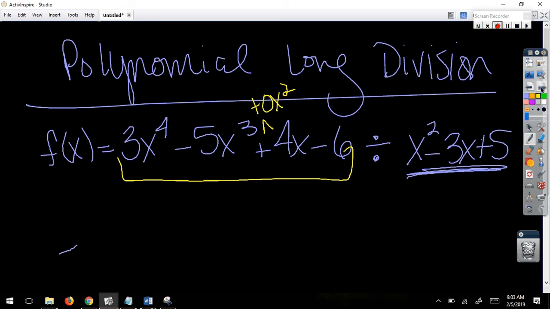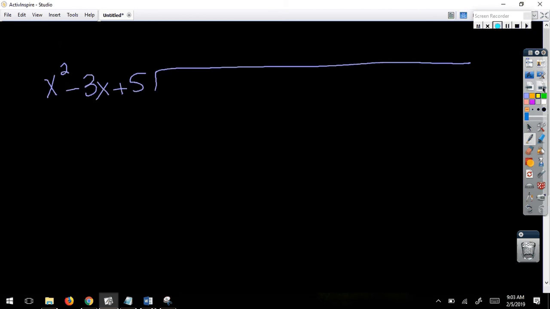It's not changing the value, but I need a squared column in my division here. So this is going to be 3x to the 4th minus 5x to the 3rd plus, here's my placeholder, 0x squared plus 4x minus 6. Now, we're going to follow right along with this 712 divided by 5, step by step, doing the same steps with our polynomial that we are doing with the numbers up here.